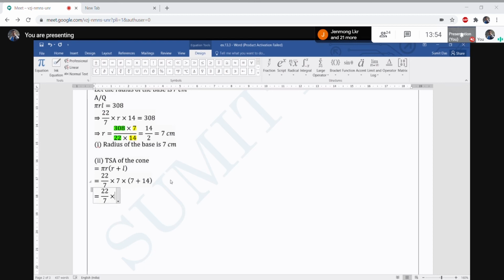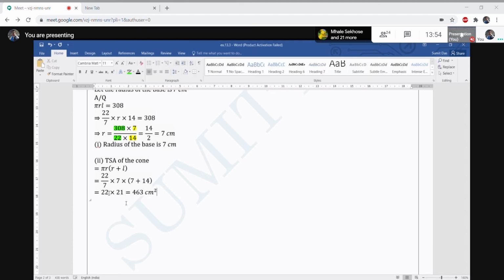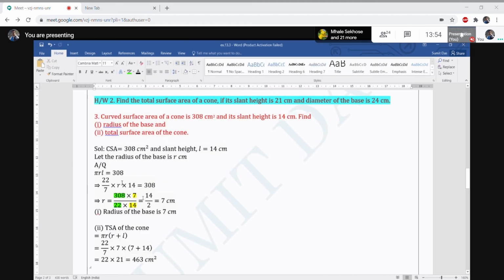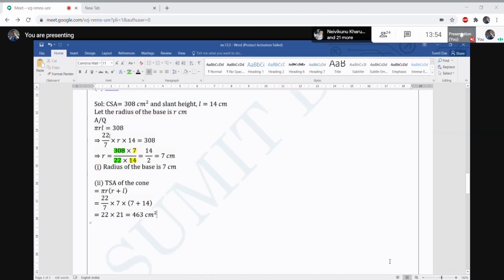Then why am I writing 22 by 7 here? From here 7 and 7 cancel, right? It will be 22 into 7 and 14 is 21. So the answer is 484 minus 21, say 463 centimeter square. That's the answer for question number 3, total surface area.